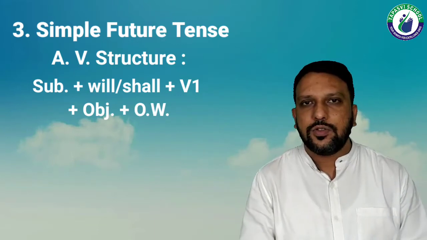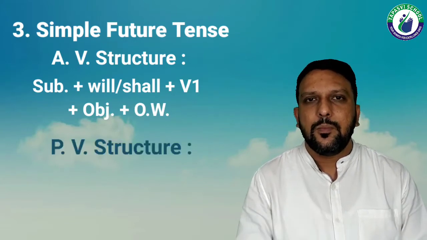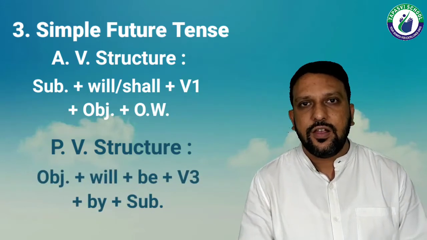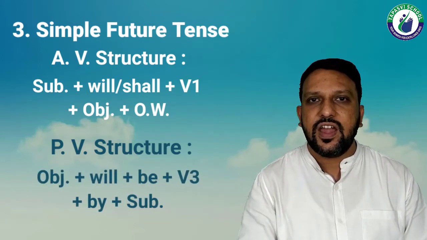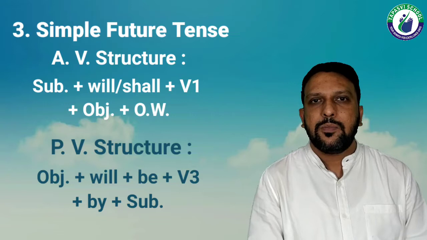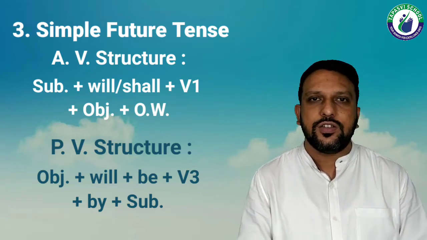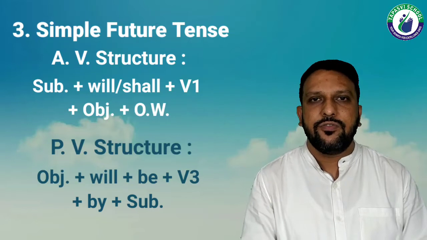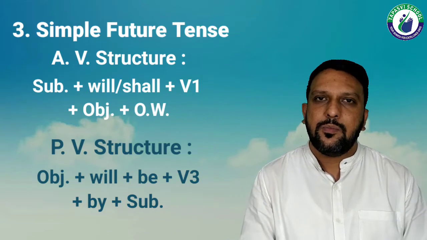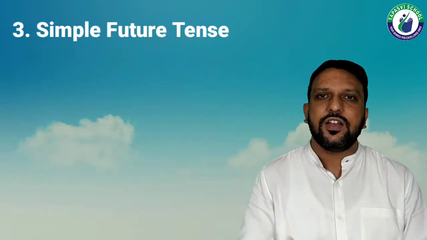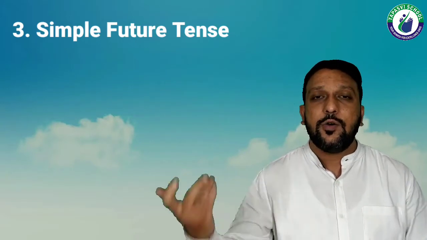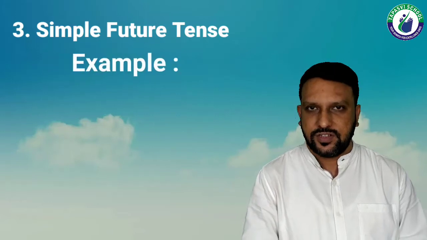So now let me come to the passive voice structure. Passive voice structure for the simple future tense is object plus will plus one another auxiliary that would be added here, that is be, plus V3 plus by plus subject. Let me repeat, students: object plus will plus be plus V3 plus by plus subject. So here are the active and passive voice structures of simple future tense. Now let's quickly see the example for the same.